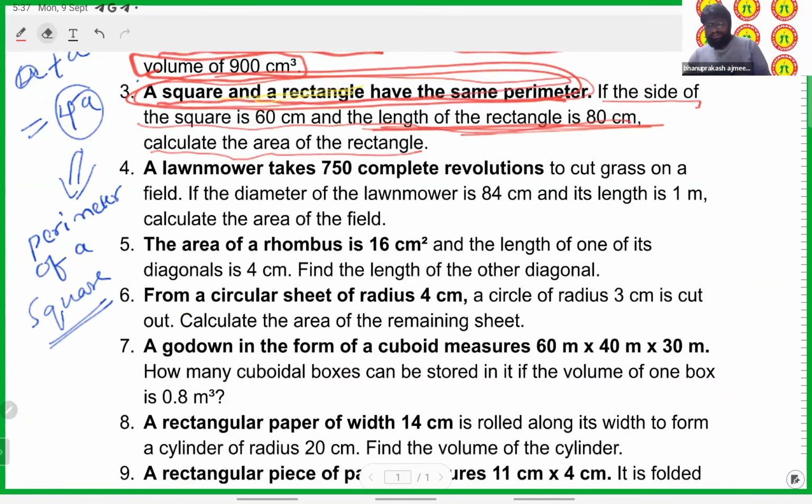So 80 is equal to 2B. So you will be getting 40. Okay, so length into breadth is area. So length is how much? Length is already given as 80 into 40. So 3200 centimeters square.